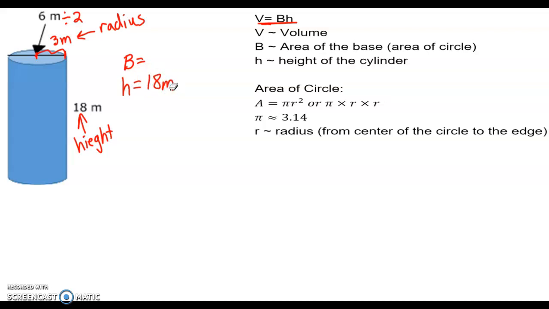So for capital B, we're going to have to do 3 times 3, because that's our radius, and that's how we do radius squared, times our approximation for pi, which is 3.14. And when we do 3 times 3 times 3.14, we get 28.26 meters squared.